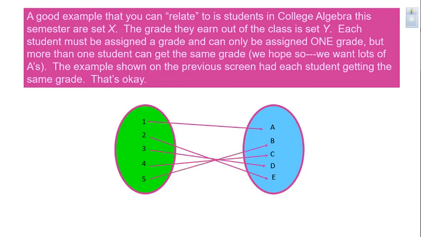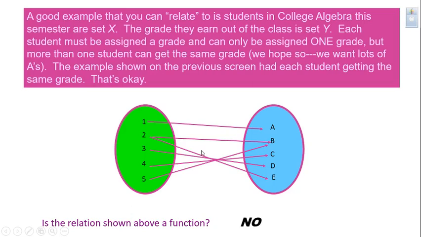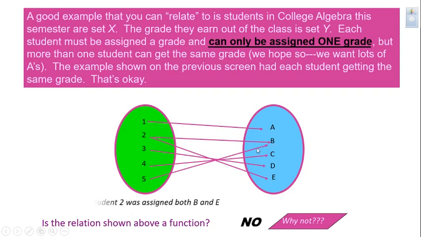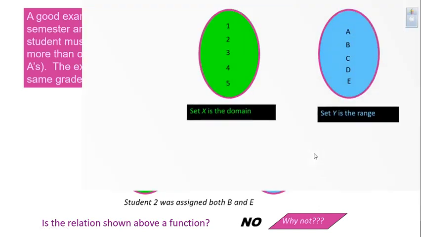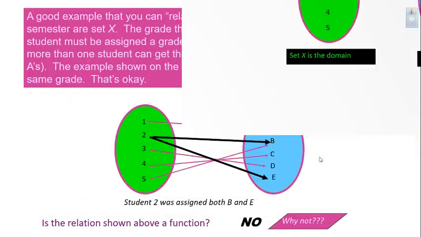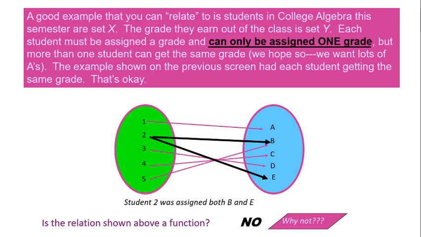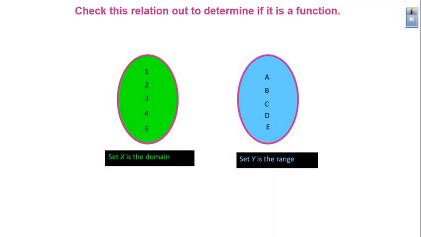In that case, we're talking about a function because each student gets one grade and every student has to get a grade. But what if student A got both a B and an E? That doesn't make sense. That doesn't work. So this would not be a function. The reason? One input cannot have more than one output. One student cannot get two different letter grades at the end of the semester. Okay? So this situation is not a function situation because one input has more than one corresponding output.